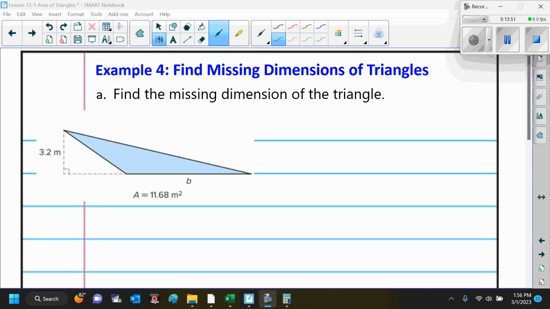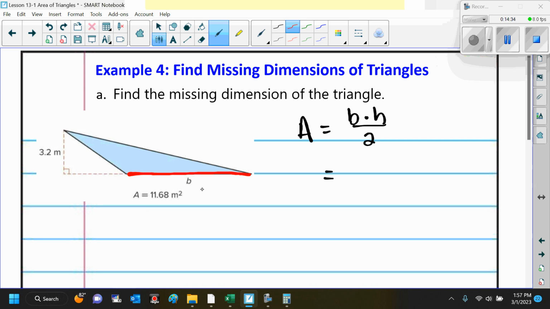All right, example 4 is finding missing dimensions. Now again, you guys, once you write your formula and you substitute, then you're going to use your inverse operations to solve for the missing value, okay? So this is a triangle. So of course, our formula is area is equal to, let's do base times height divided by 2, okay? So let's look at what our dimensions are. So the base here is right here. That's 11.68. Oh no, that's the area, sorry.